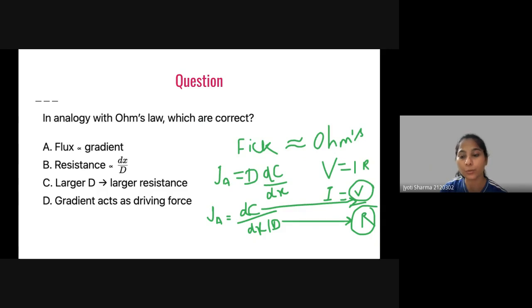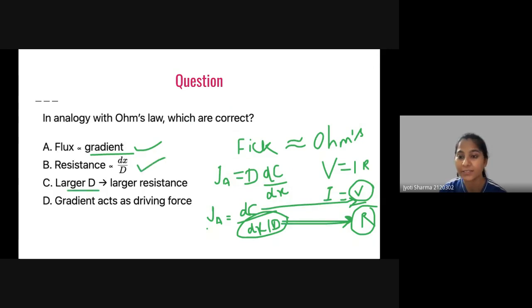Now coming to the options. Flux is directly proportional to the concentration gradient. JA is directly proportional to dc, so yes, my flux is directly proportional to the gradient. Resistance is directly proportional to dx upon d. We compared it with Ohm's law, and what we learned is that this term dx upon d is similar to our resistance term. So this is also a right one.